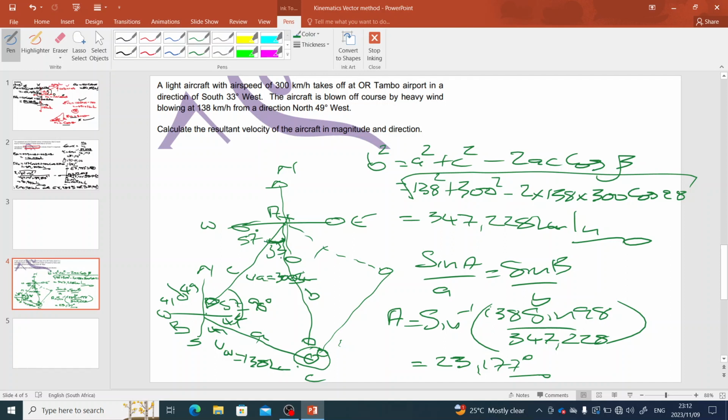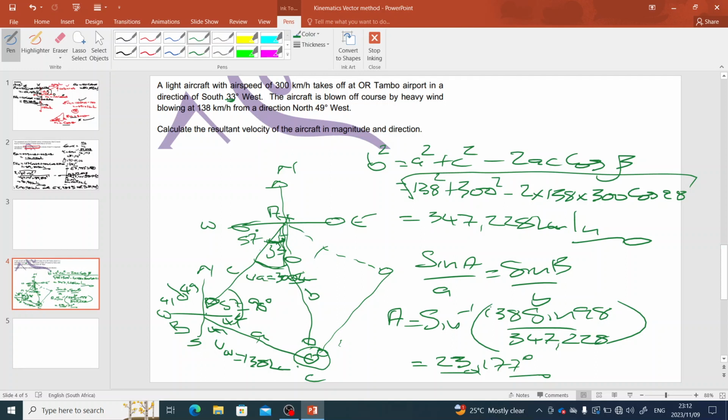This angle that I got here, it is this one. But we then need to ask ourselves, this is your resultant. Check where your resultant is. It made a smaller gap there. Now, this 23 occurred within the 33 angle that was given. Okay? It occurred within this 33. Now, we then have to get that smaller angle.